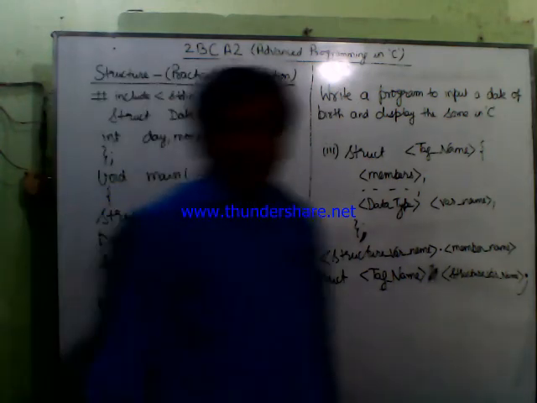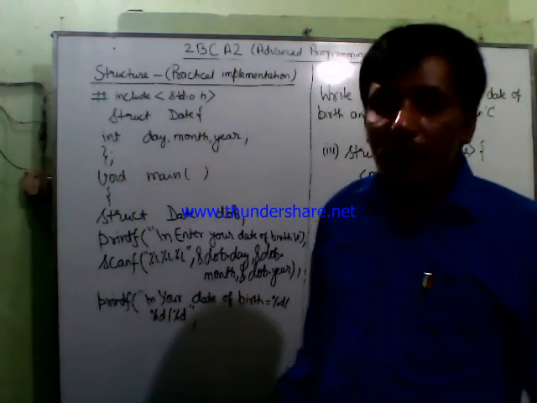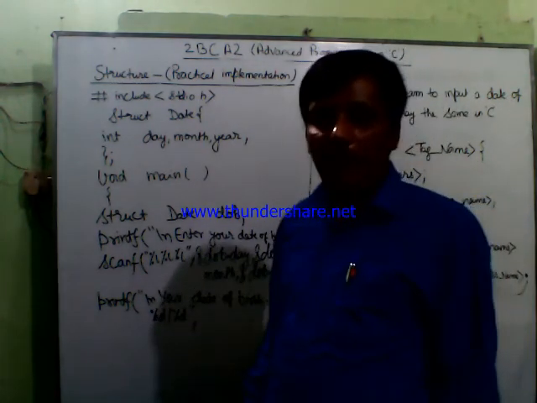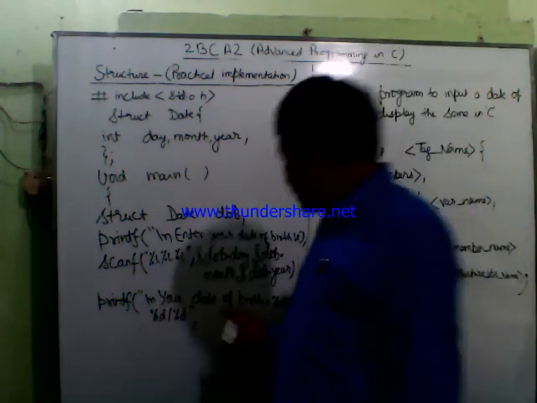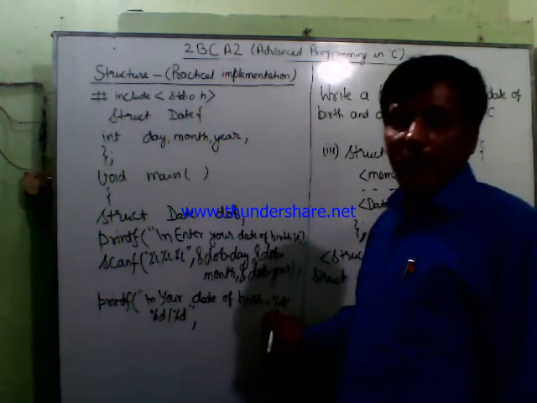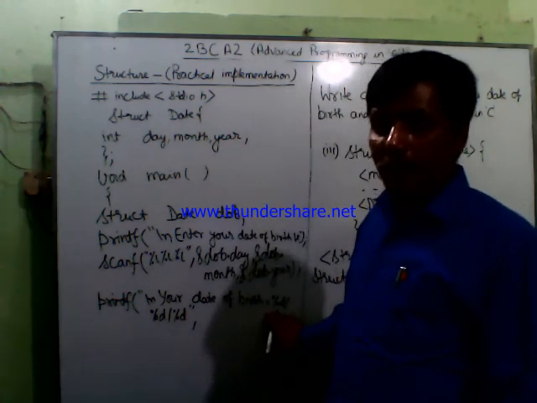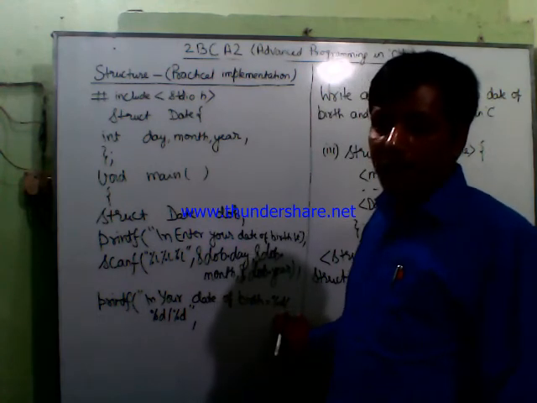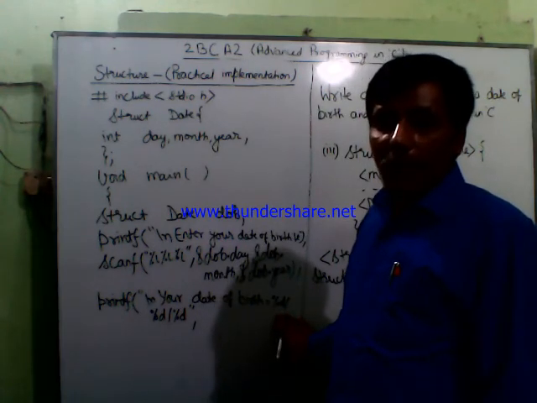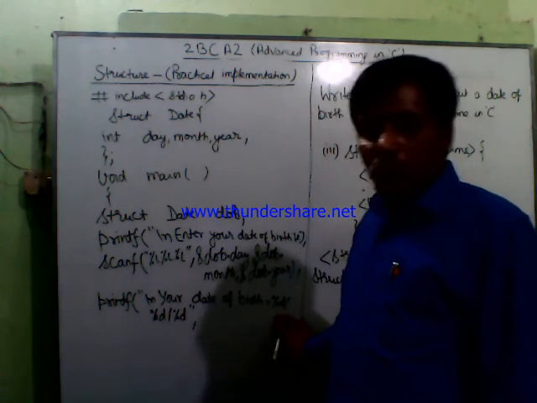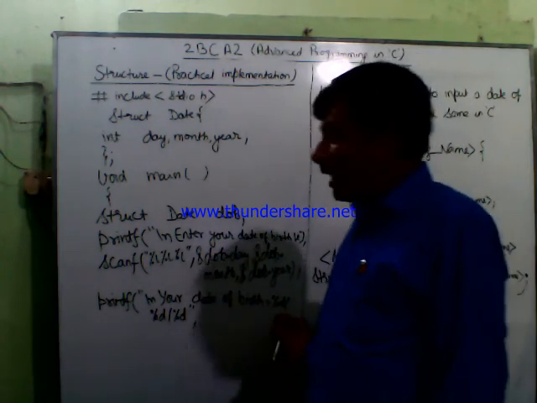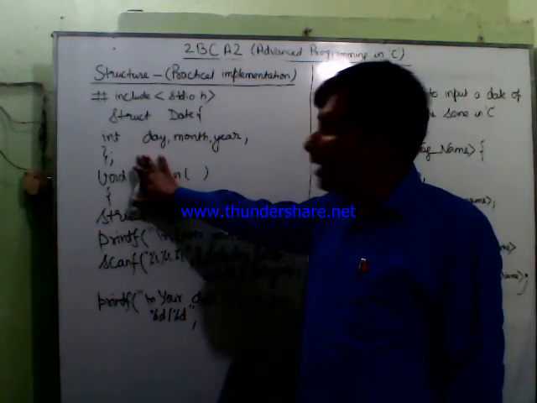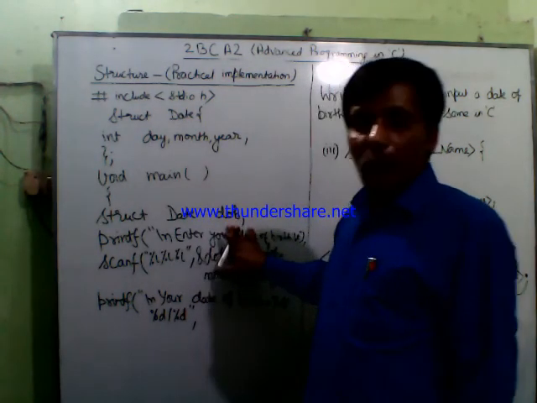For displaying the date, I have to display three quantities: day, month and year. Hence, I have put three conversion strings within the parenthesis of printf in inverted commas. First conversion string is %d. This %d has been used to display the value that has been stored in day memory that has been combined in DOB memory.